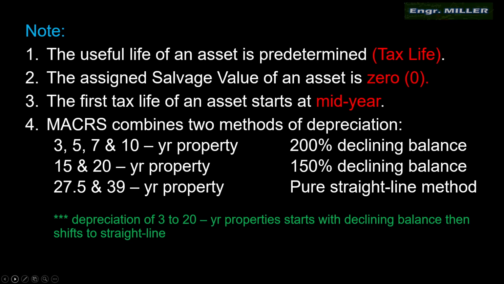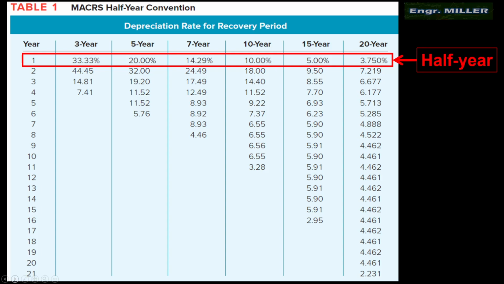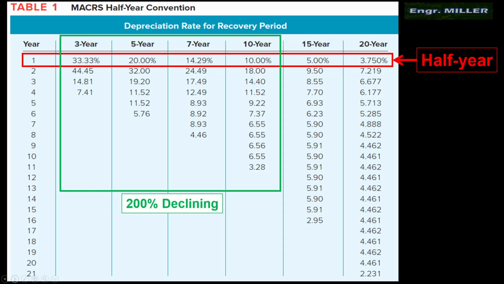Now, yung mga depreciation of 3 to 20-year properties start actually with declining balance and then it shifts to straight line method. What do I mean? Let's see this. Let's go back to the table. Now, itong mga nasa number 1, sila yung tinatawag nating half year or kalahati. Yan yung first year. All are considered as half year. Okay? Now, yung 3 to 10 years, yung mga yan ay 200% declining or double declining balance.